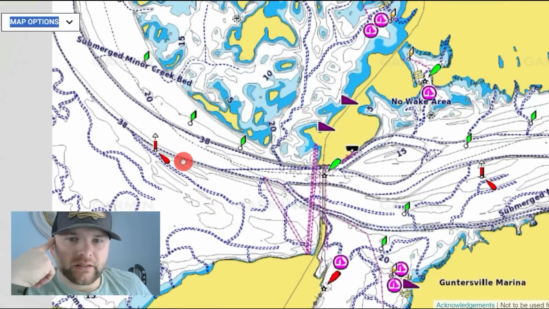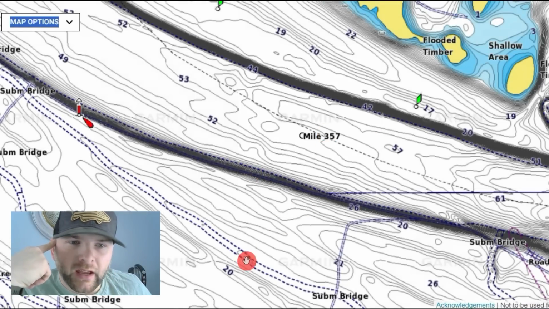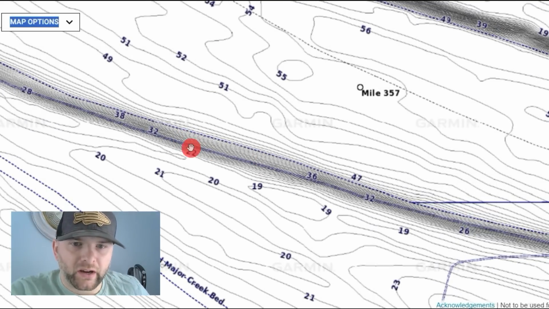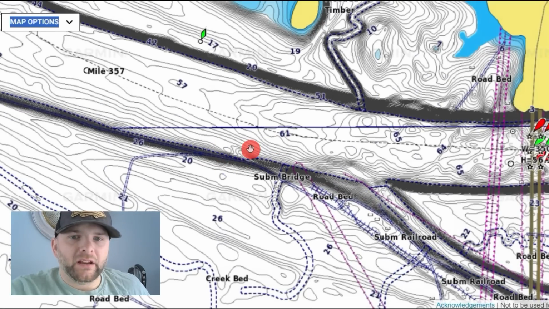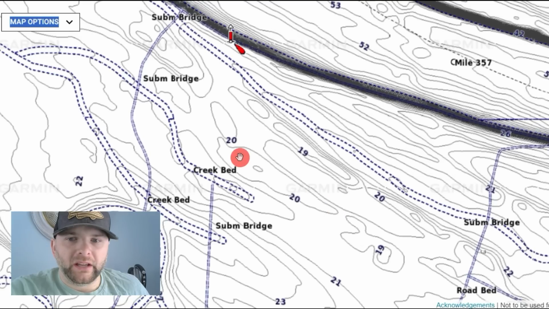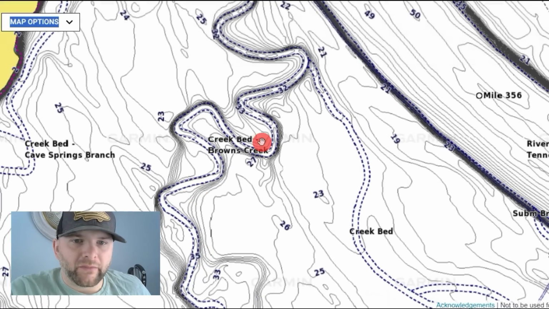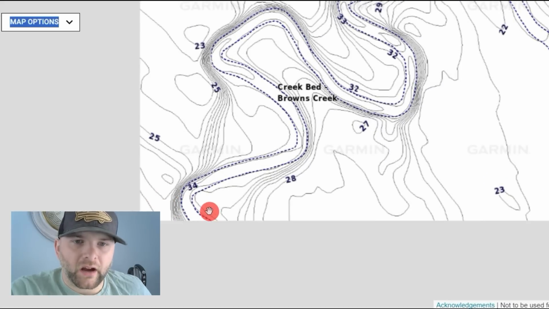ledge is like this area. You have your main river channel, and then you have it come up into shallower water. Okay, so the ledge is this break right here, this drop off right here. It doesn't have to be off of the main river channel, though. It could be a ledge off of like a creek bed. So you have Browns Creek right here. And you could have this ledge right here off of this little creek where it just drops off.